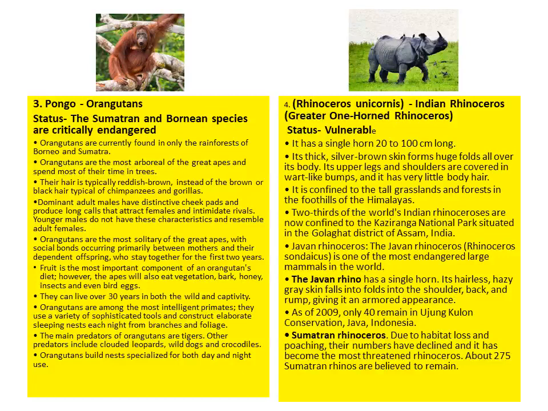Only 40 are remaining in Indonesia, Java. Sumatran rhinoceros, due to habitat loss and poaching, their number has declined and it has become the most threatened rhinoceros. About 275 rhinos are remaining. So rhinoceros is vulnerable, but Javan and Sumatran rhinoceros, they are endangered.